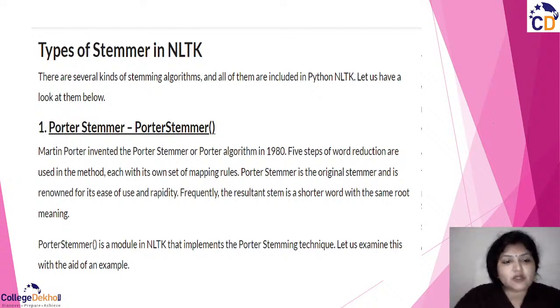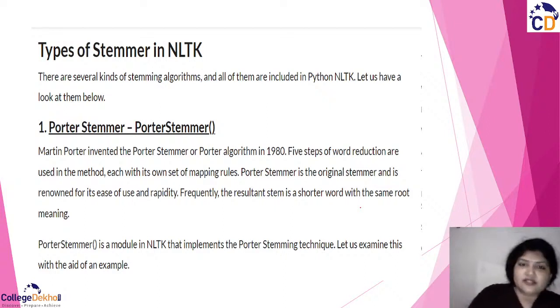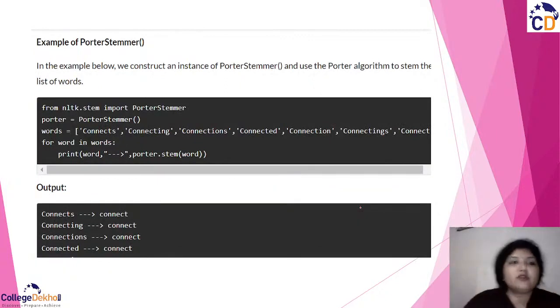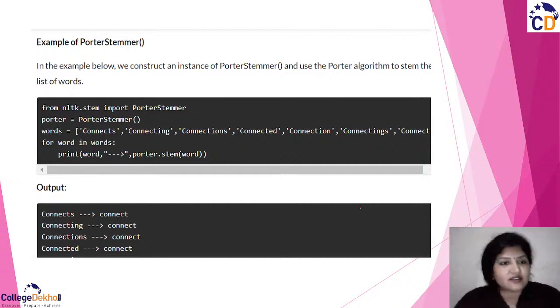So Porter stemmer is a module. I told you it is a function; you may talk about it as a function or as a module, and that is in NLTK. I told you the library used for natural language processing is NLTK, which implements the Porter stemming technique. Let's see one example. Here we stem a list of words. You might come across a list that has items like: connects, connecting, connections, connected, again connection. Connections is a different thing, connection is a different thing, then connecting, then connect, right?